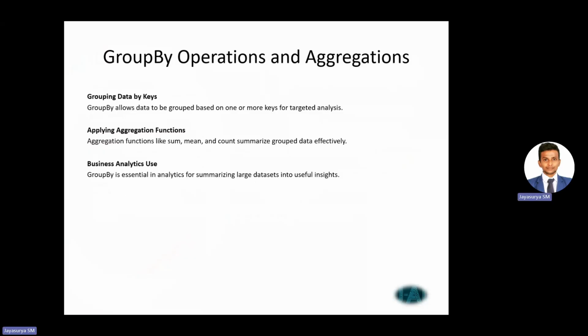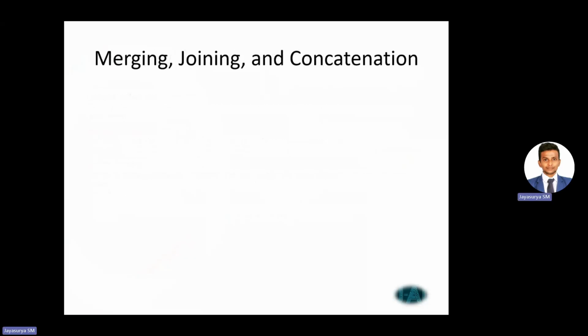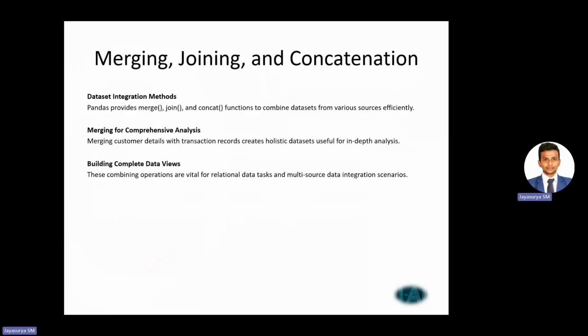Here we have the next slide on how to use merging, joining, and concatenation. Pandas allows us to combine data sets efficiently using the merge, join, and concat operations. If you have one data set containing student names and another containing their marks, merging them creates a complete data set for analysis. Merge works like SQL joins, where you can use inner, left, right, or outer join, and concatenate helps to stack data sets vertically or horizontally.